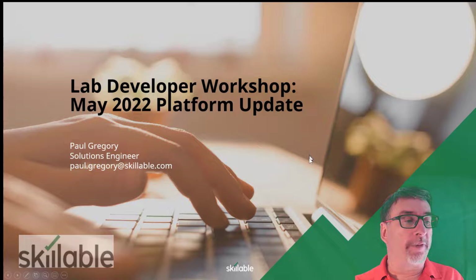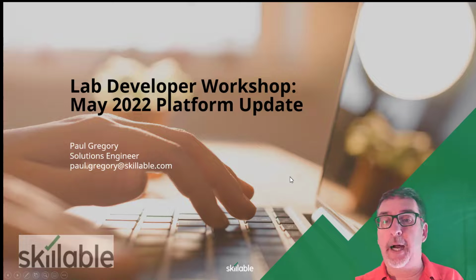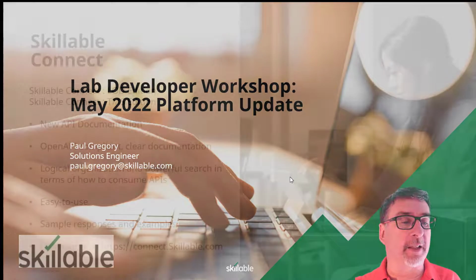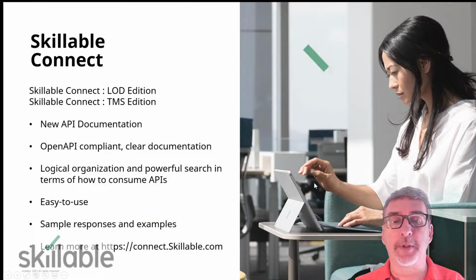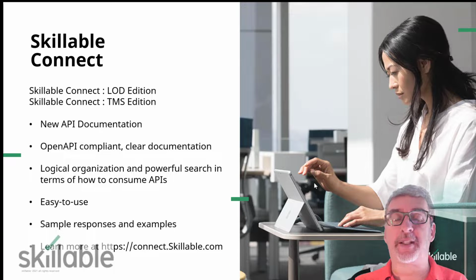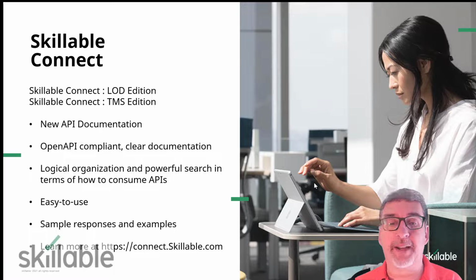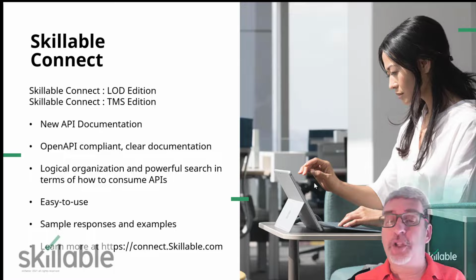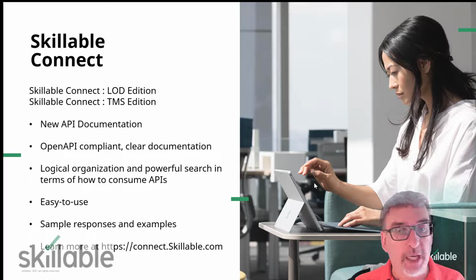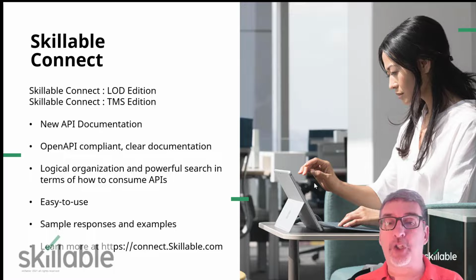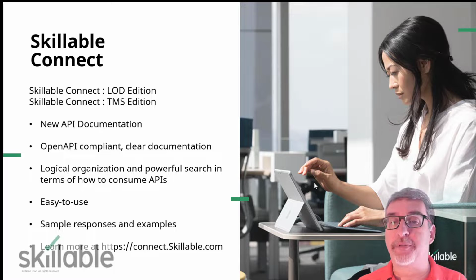So we'll start off with looking at the updates, which are a little bit outside of LOD and TMS, in the fact that one of the things we've been talking about quite a bit is something called Skillable Connect. In reality, we're talking about this a little bit as a product, but it's not really a product. It's just really a refactoring of some of our documentation. So there's no new features, there's no changes to the way anything works, just in case anybody's got any concerns. But Skillable Connect effectively is a reimagining of the way we document our APIs, both for LOD and for TMS.